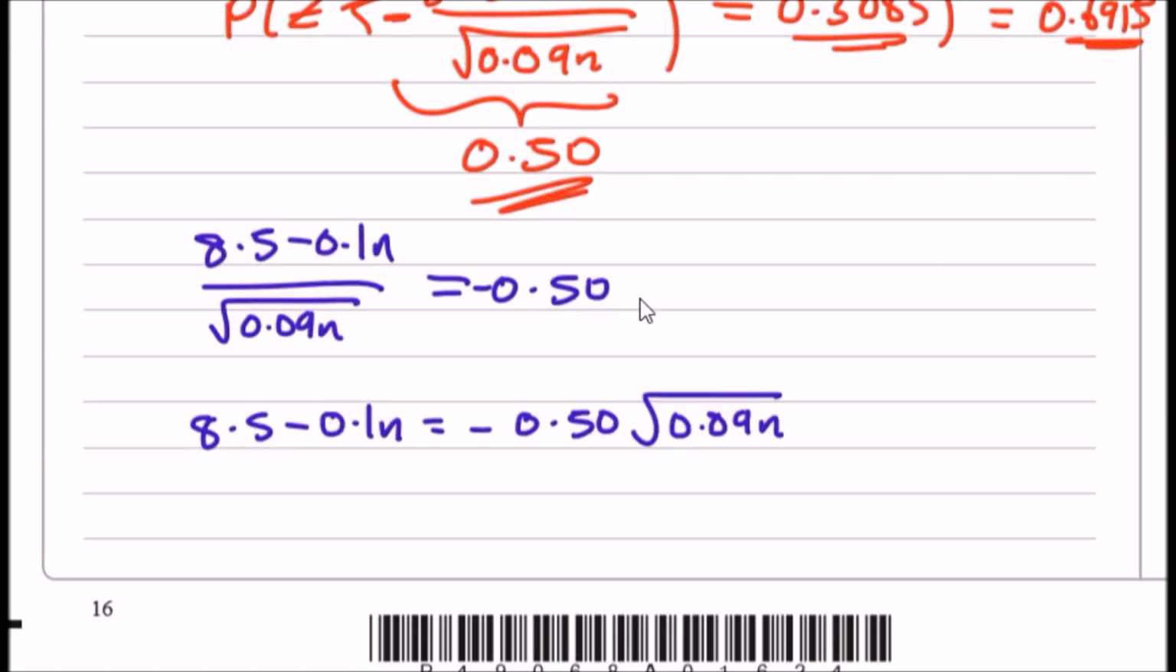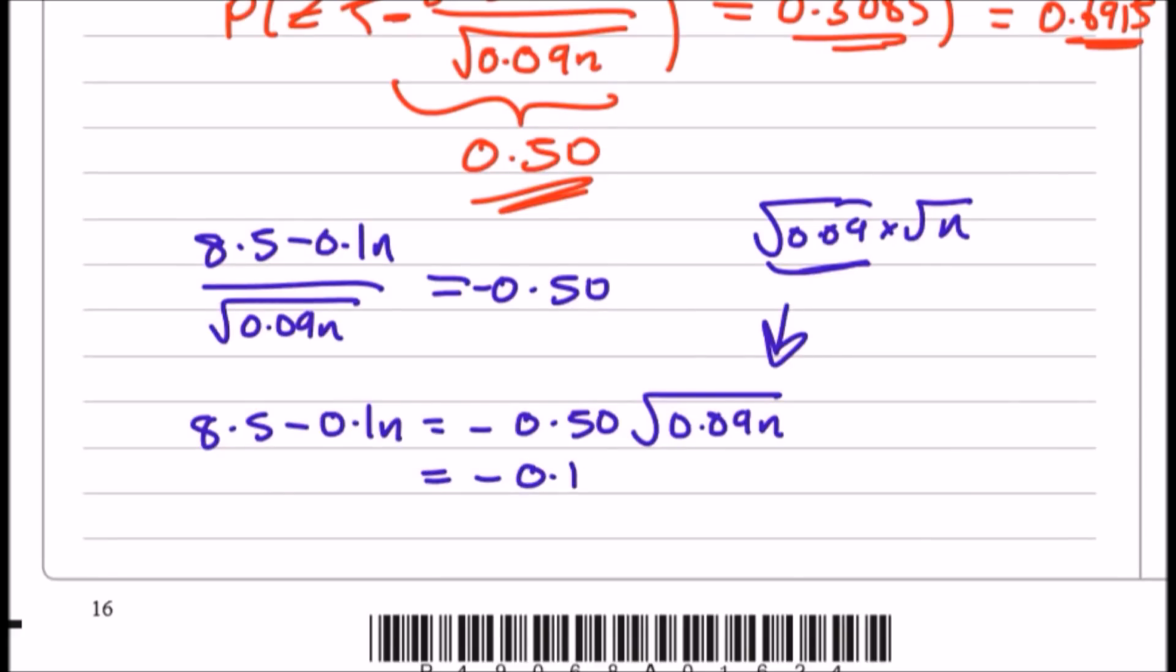Just to make your life easy as well, partition this one so it looks a bit like root 0.09 times root n. You can do that with surds, and just multiply the surd part with minus 0.50, and you guys should get root 0.09 times minus 0.50, which is minus 0.15. So all of this becomes minus 0.15 root n.